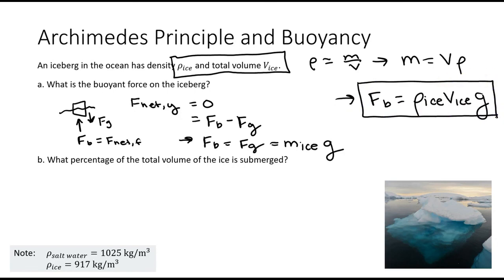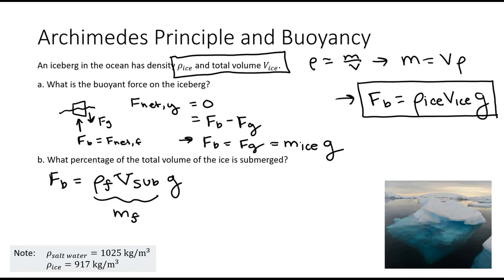Now question B: we want to know what percentage of the total volume of the ice is submerged. For this, we need to think back to our definition of the buoyant force from the last slide, which is that the buoyant force is equal to the weight of the fluid displaced by the object. So Fb is equal to the density of the fluid times the volume submerged, which is the mass of the fluid displaced by our submerged object, multiplied by g to get the total weight of the fluid displaced.